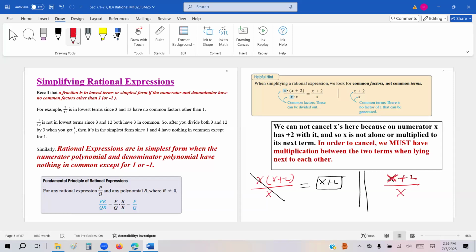So here we have multiplication on the left, 1 times x, invisible multiplication. Same thing here, it's 1 times x, invisible multiplication. So multiplication on the left and multiplication on the right. If you have that, only then you can cancel. Okay? So here cancellation is not possible. We cannot cancel them. Cannot cancel x.